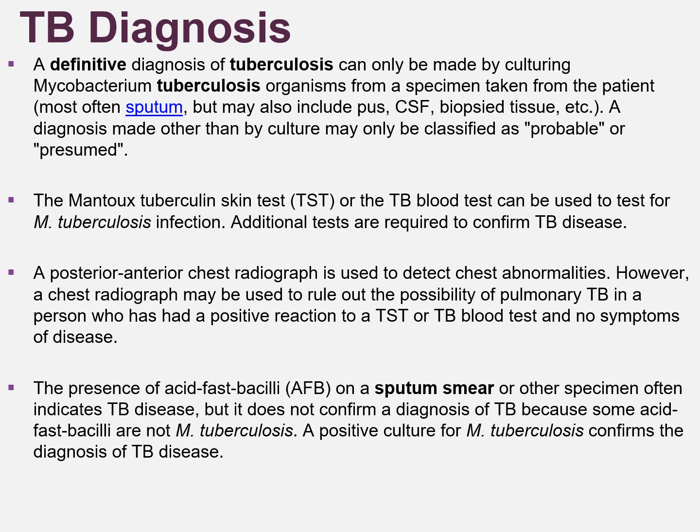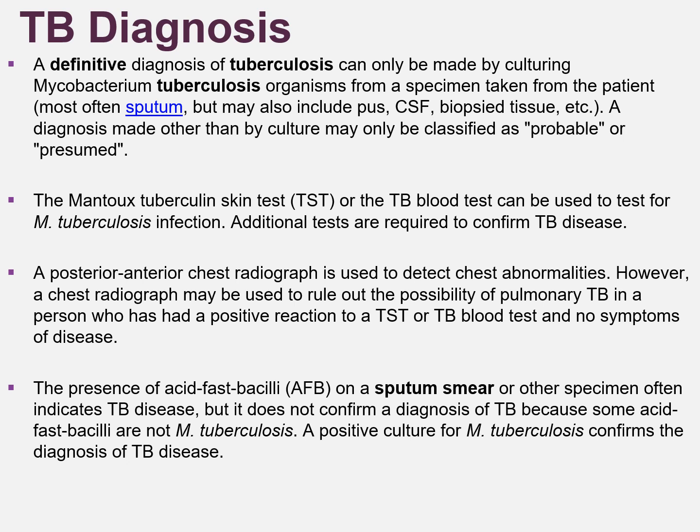So for a definitive diagnosis of TB, we're going to culture that Mycobacterium TB organism, and that comes from that sputum specimen. There are some other ways we can get it, like pus, cerebrospinal fluid, or some sort of biopsy tissue. And if that comes back as positive, then it would be considered a definitive diagnosis. Anything else would be considered probable or presumed, but the sputum test gives us a definitive diagnosis.